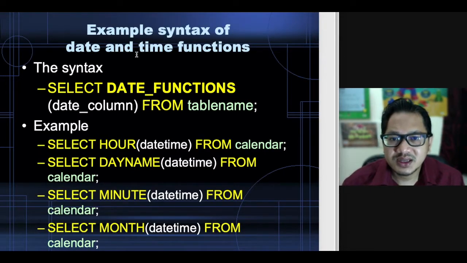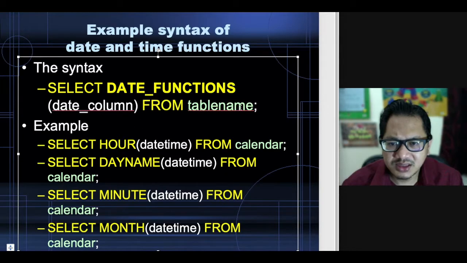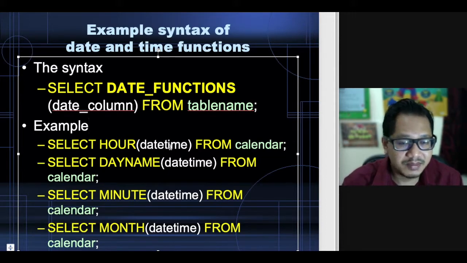Okay, example syntax for the date and time function. This is an example, if you want to use select date function from table, and the examples are this one. Okay, this is the general syntax. This one is the example. Just select date time, only hours. Okay, date time is the column, right? Just want to take the hours. You just want hours, date time, and the column date time.